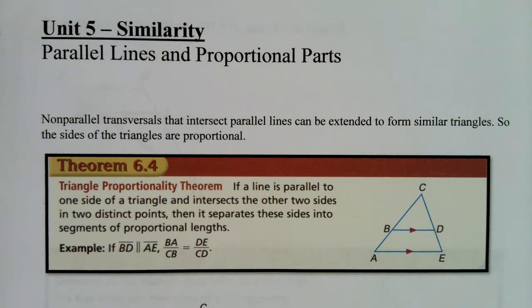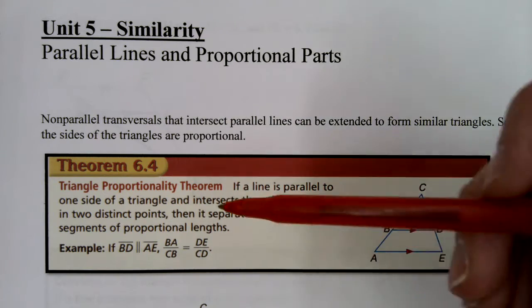Okay, so this is the next lesson in geometry. This is Unit 5, Lesson 4, and it's called Parallel Lines and Proportional Parts. Okay, so non-parallel transversals that intersect parallel lines can be extended to form similar triangles. So the sides of the triangles are proportional.